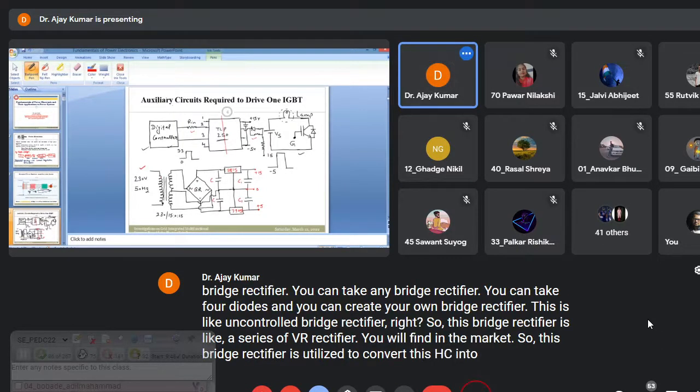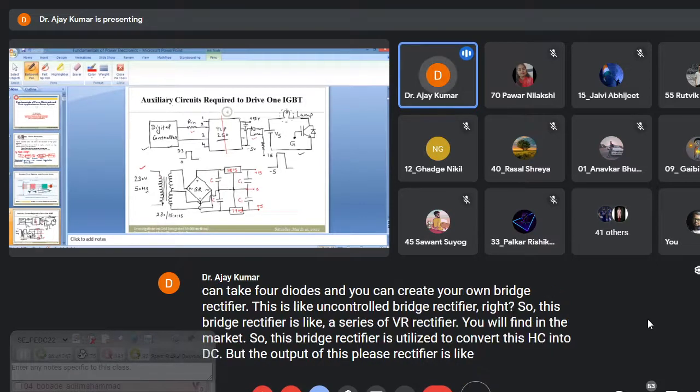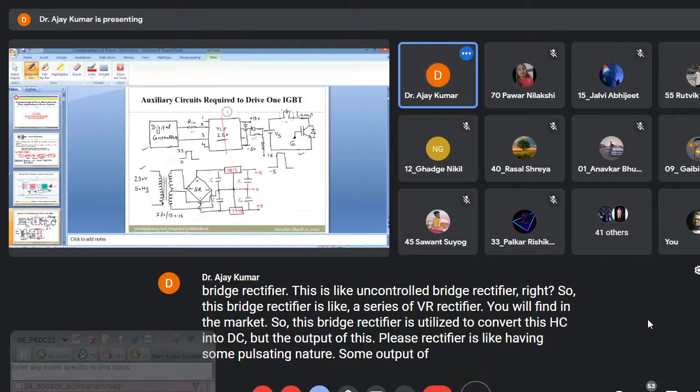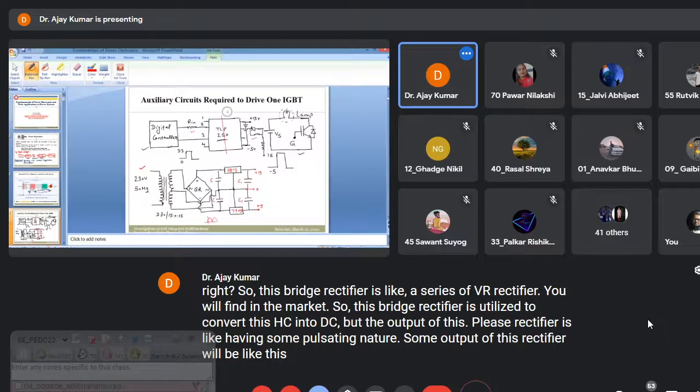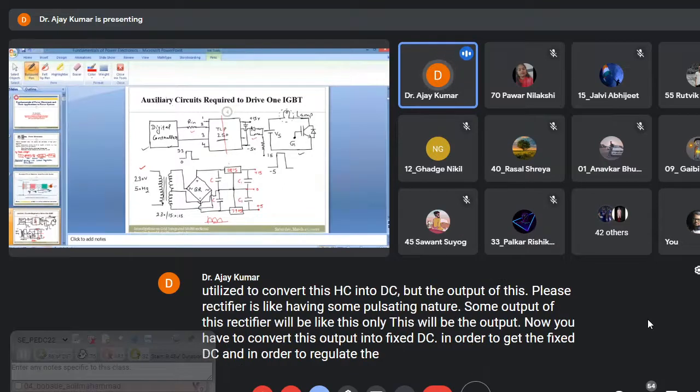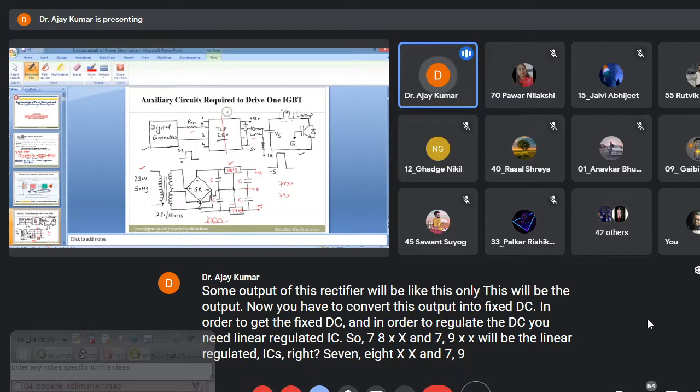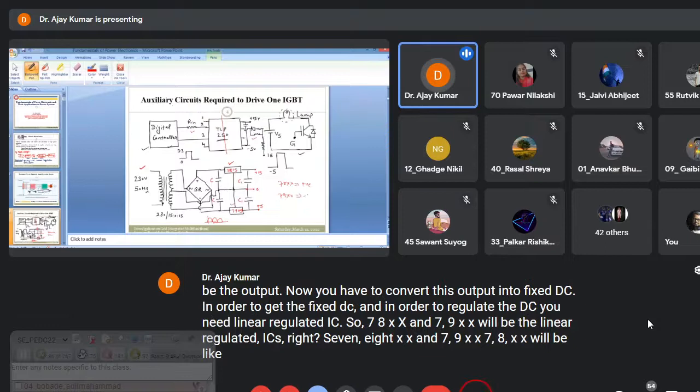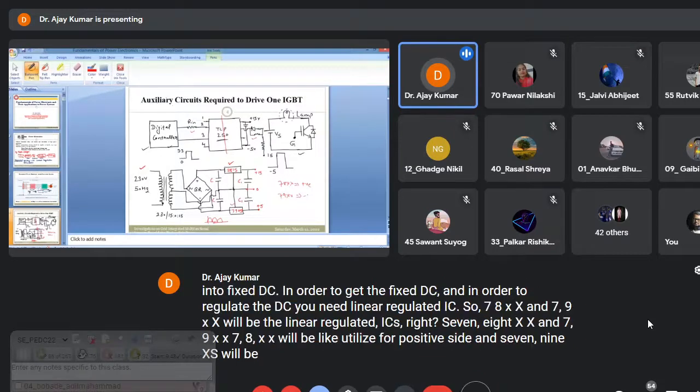But the output of this bridge rectifier has a pulsating nature. The output of this rectifier will be like this only. Now you have to convert this output into fixed DC. In order to get the fixed DC and to regulate the DC, you need linear regulator ICs. So 78XX and 79XX are the linear regulator ICs, right? 78XX is utilized for the positive side and 79XX is utilized for the negative side.